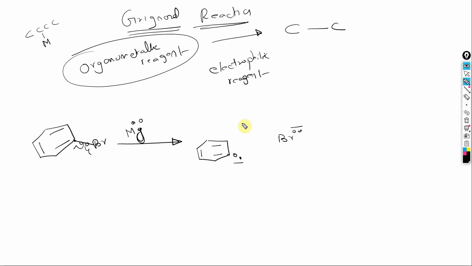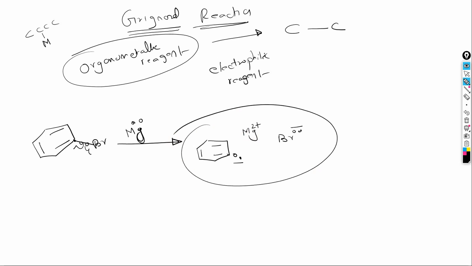Since magnesium gave 2 electrons away, because that's what it would prefer to do since it is a group 2 metal, right? Magnesium is going to get a 2+ charge. This is what we call the organometallic reagent, because it has the organic part and then it has the metal part in it. And since carbon is a non-metal and magnesium is a metal, you can expect this combination to yield an ionic compound, right? And that's what we are seeing.